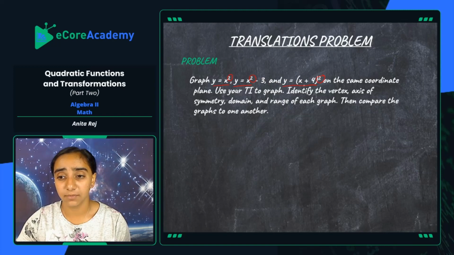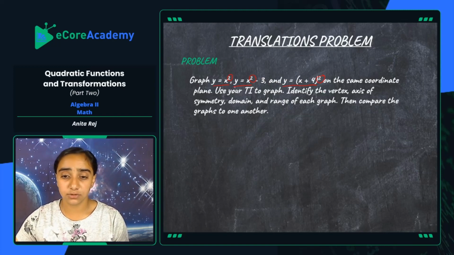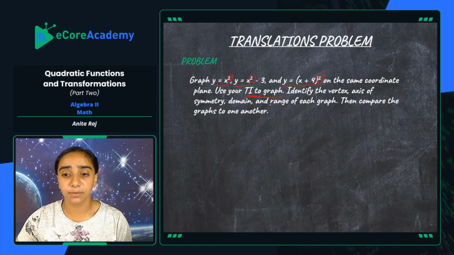This one does not, on the same coordinate plane. So those are going to be our 3 equations. Then we're going to be using our TI to graph, and I'm going to be showing you how to do that on the TI calculator. Afterwards, we're going to be identifying the vertex, the axis of symmetry, the domain, and the range of each of these graphs. So we're going to be identifying these 4 things for each of these graphs.